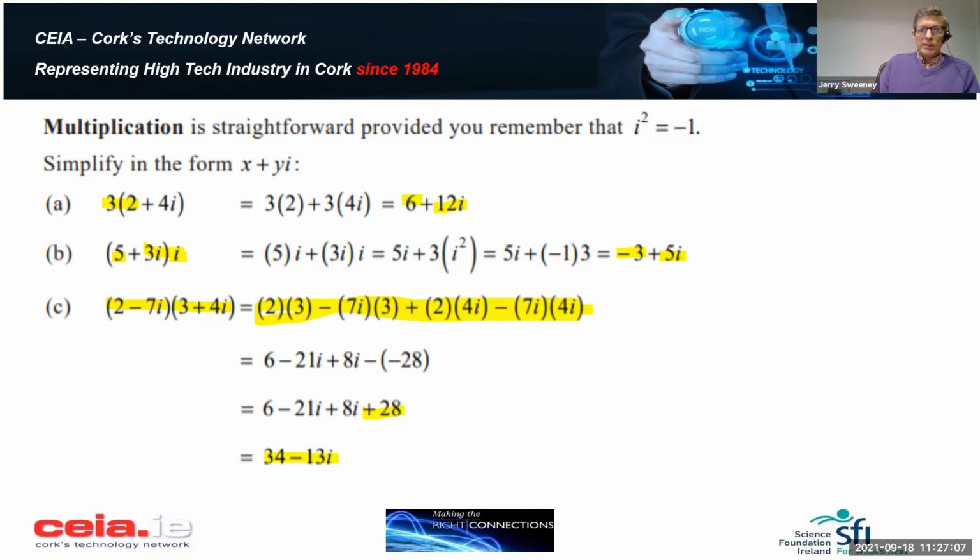remember, i is not a variable. We are multiplying two numbers. There is no variable. i is a constant.